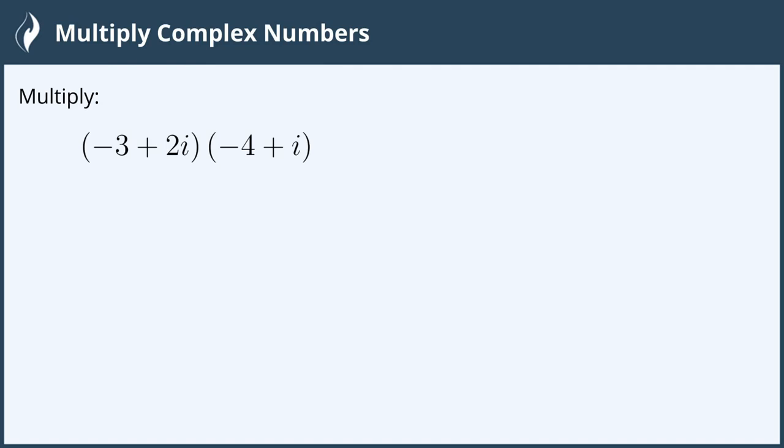Hi everyone! In this video, we will multiply complex numbers. Multiply the complex number -3 plus 2i times the complex number -4 plus i.